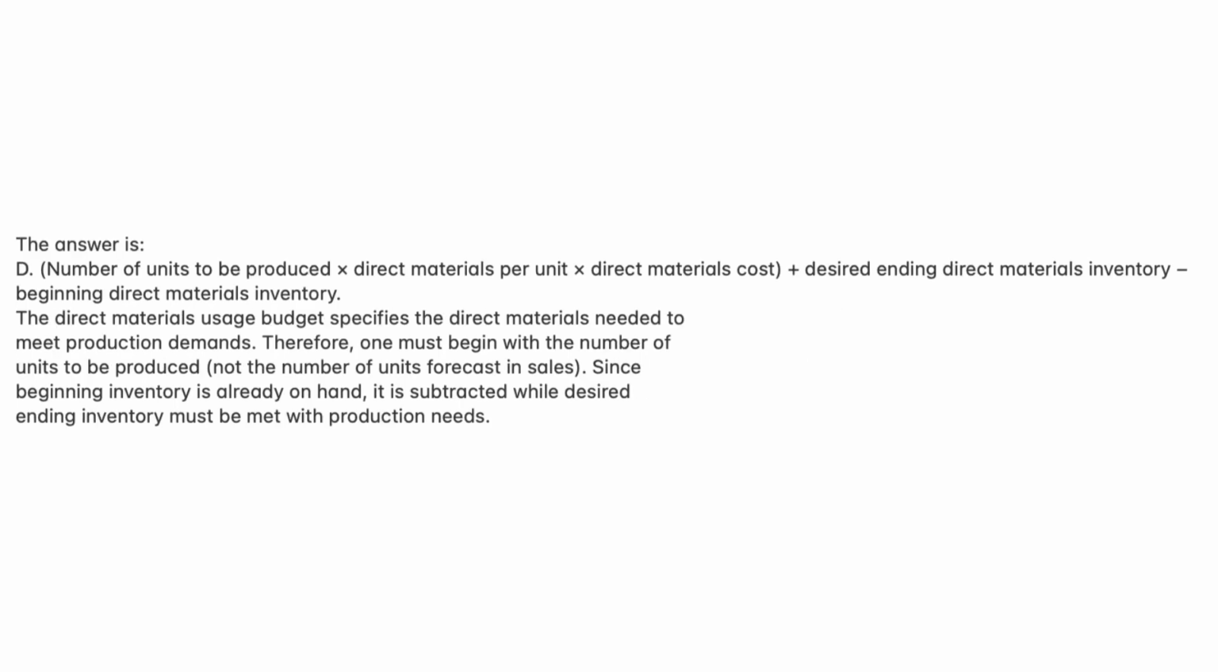The answer is D. Number of units to be produced times direct materials per unit times direct materials cost, plus desired ending direct materials inventory minus beginning direct materials inventory. The direct materials usage budget specifies the direct materials needed to meet production demands. Therefore, one must begin with the number of units to be produced, not the number of units forecast in sales. Since beginning inventory is already on hand, it is subtracted while desired ending inventory must be met with production needs.